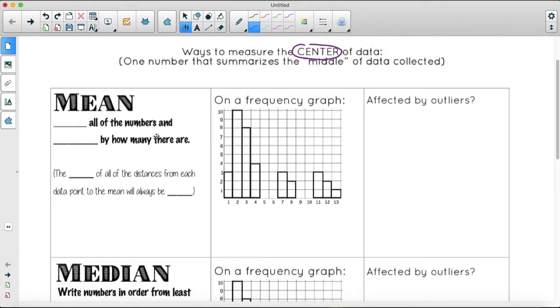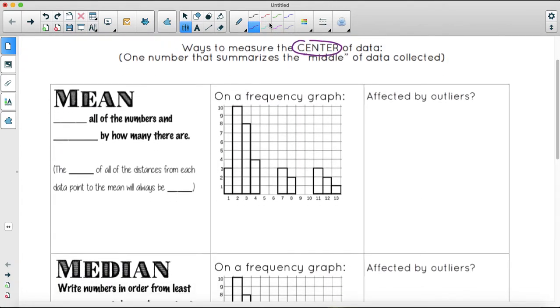To find the mean, you add all of the numbers and then divide by how many there are. So this means the sum of all of the distances from each data point to the mean will always be 0.